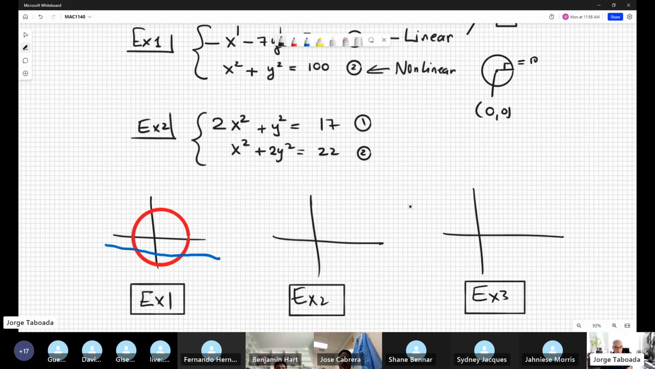So equation number one is the red graph, nonlinear. And equation number two is the blue, it's linear. I try to do my best in this linear. And you see, we have two solutions, obviously. So the intersecting points are the solutions. Suppose another scenario in which one equation is nonlinear, and we have another equation that is nonlinear. How many solutions do you see?